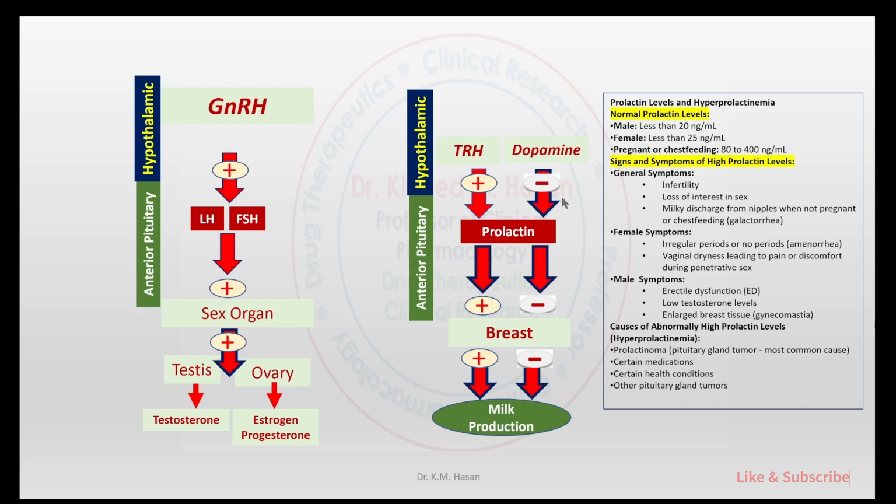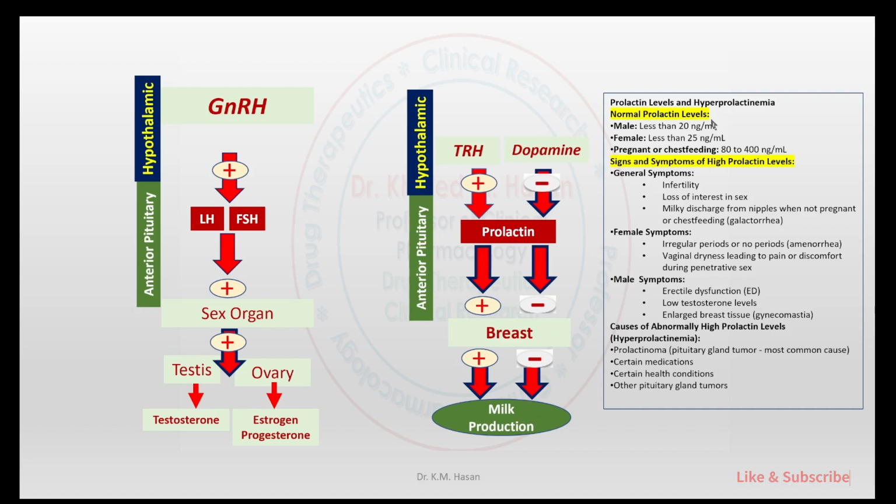So we have a balance in the prolactin in our body because we have two main hormones released from the hypothalamus. The first one, TRH, stimulates, another one, dopamine, inhibits. If the prolactin is stimulated, the prolactin will stimulate the breast to produce milk, and the dopamine will inhibit the prolactin, and this will decrease the production of milk from the breast.